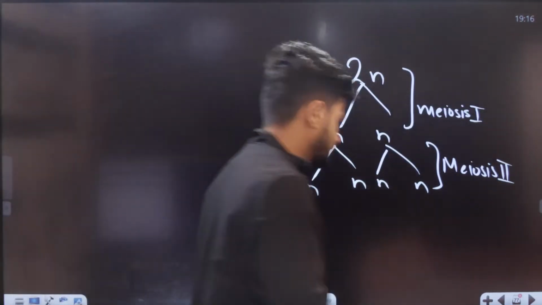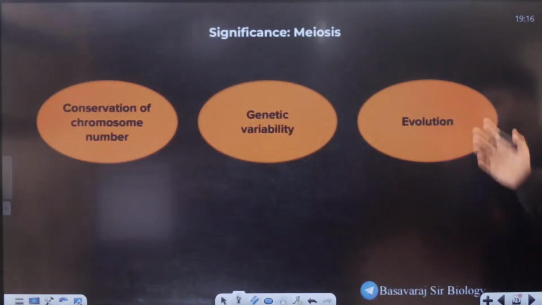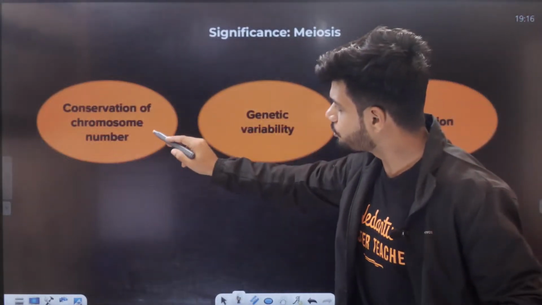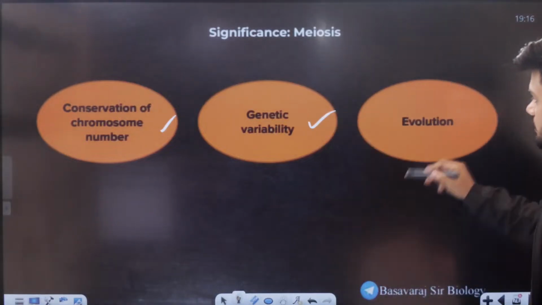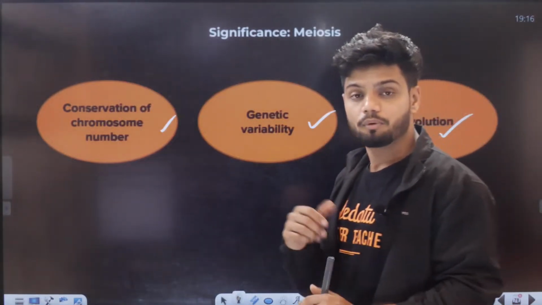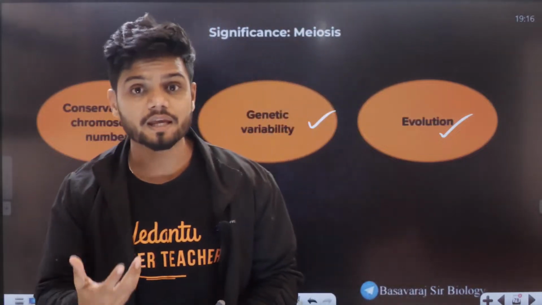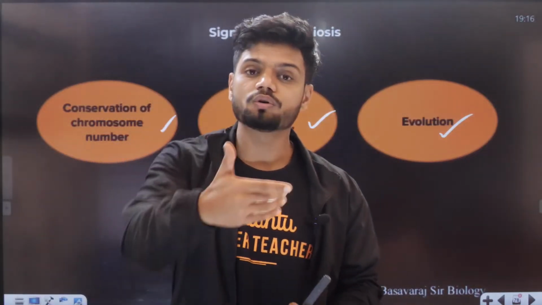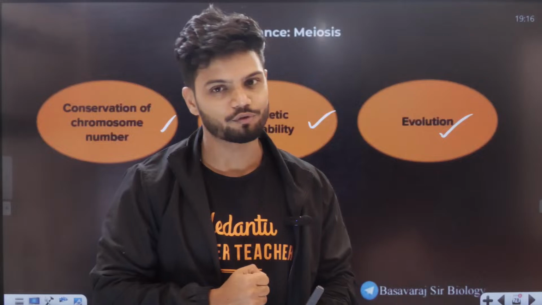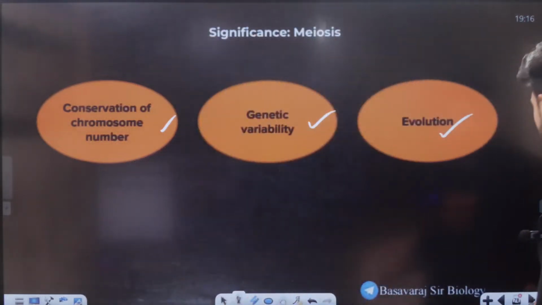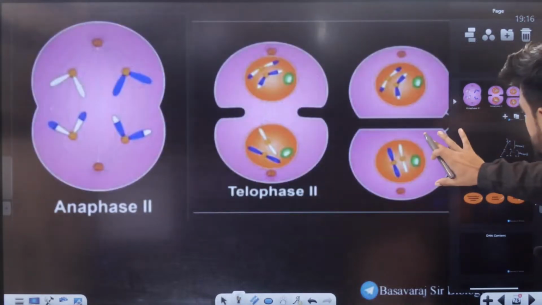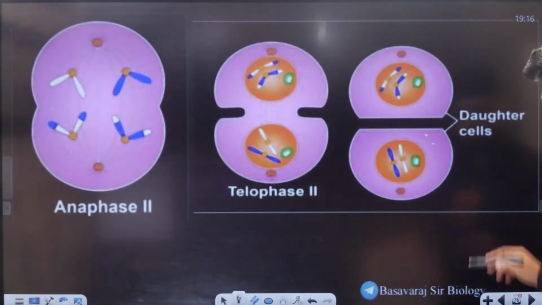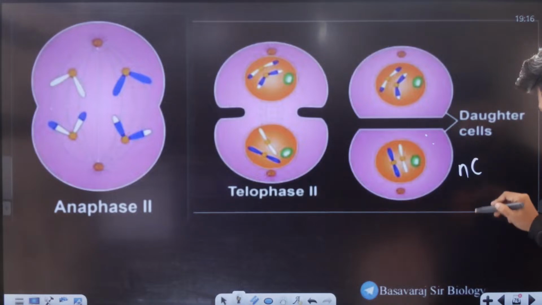Significance: conservation of chromosome number. Obviously now the chromosome number is maintained. Genetic variability and evolution: because of crossing over, there is variation, and variation can lead to evolution. Now students, this is telophase 2, and each cell is n C.